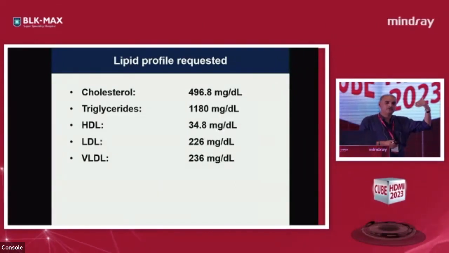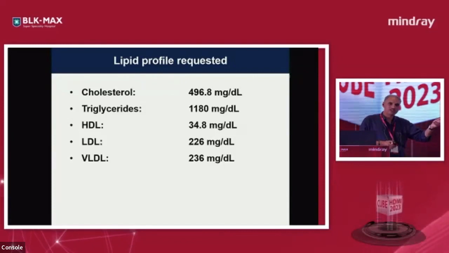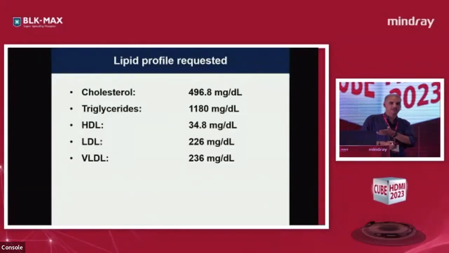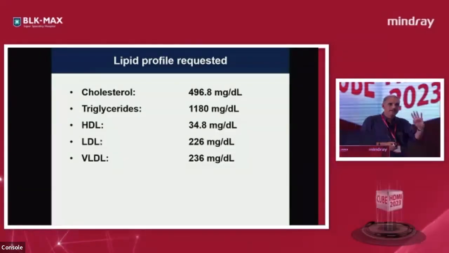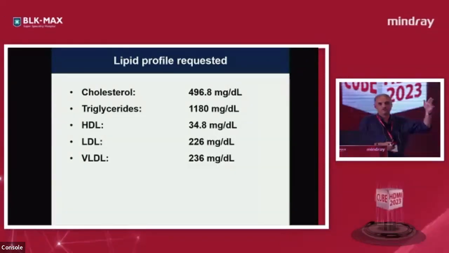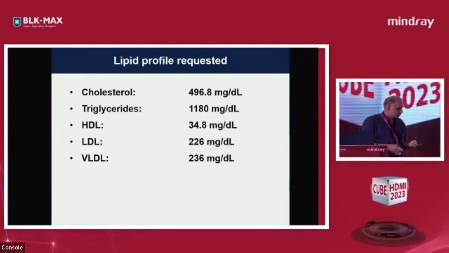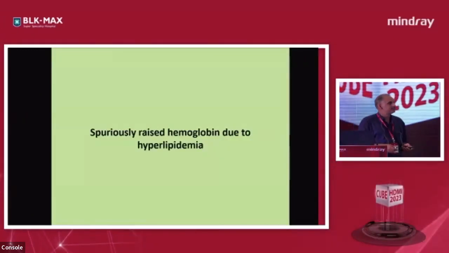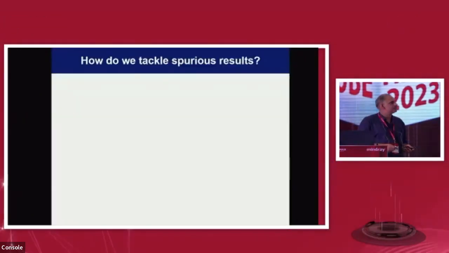How does an analyzer measure hemoglobin? Spectrophotometrically, like we do it outside. So the spectrophotometer gets a very turbid thing. Optical density goes through the roof, you get wrong values. So spuriously raised hemoglobin due to hyperlipidemia in this case.